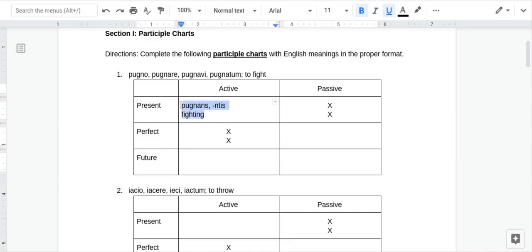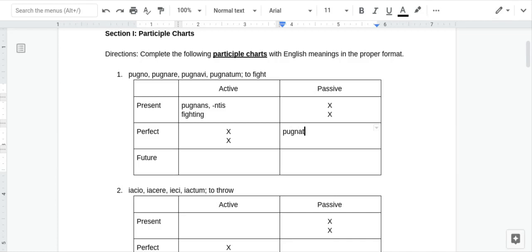Here we go with the present participle. It's the first principal part, same stem that you see right here, and it's got the ens, entis, the third declension. Typical way of showing a word, it translates as fighting. All right, and then we'll go to the perfect participle, which is the fourth principal part.